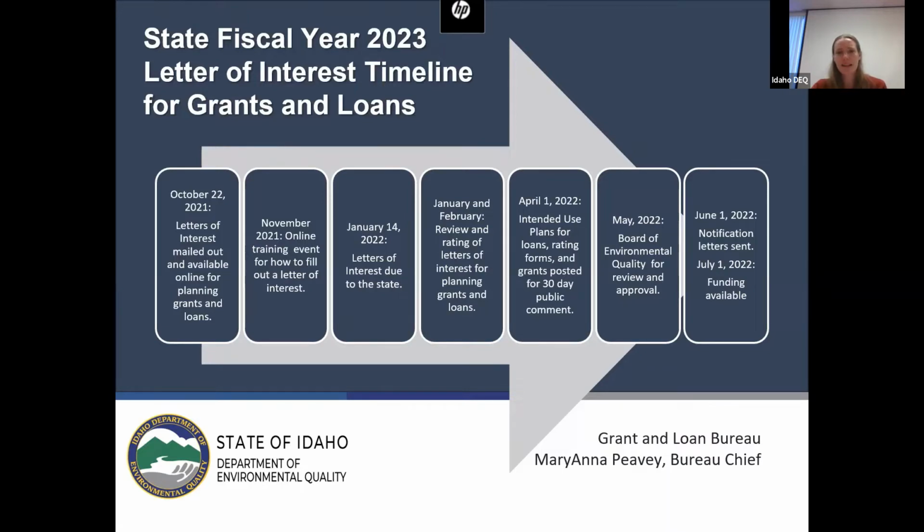And then on April 1st, intended use plans are posted for public comment for 30 days. And in May, the Board of Environmental Quality will receive those documents for review and approval. In June 1st, 2022, notification letters are sent, and then funding becomes available in July of 2022. So this is just a good visual to keep in mind the entire process.